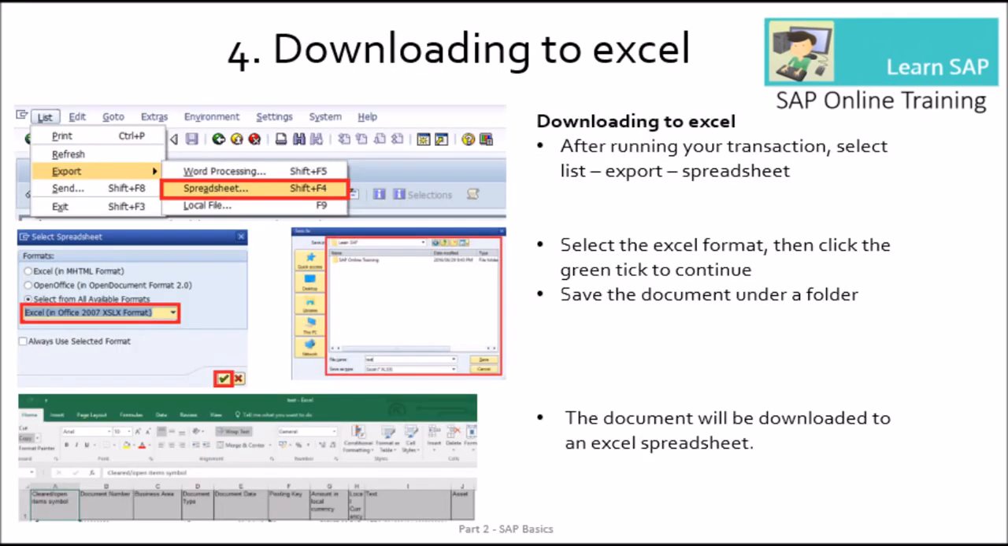Downloading to Excel. After running your transaction, select List, Export, Spreadsheet. Select the Excel format, then click on the green tick to continue. Save the document under a folder. The document will be downloaded to an Excel spreadsheet.